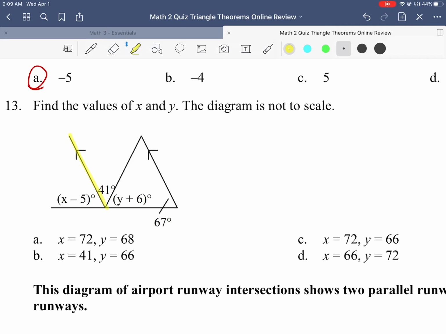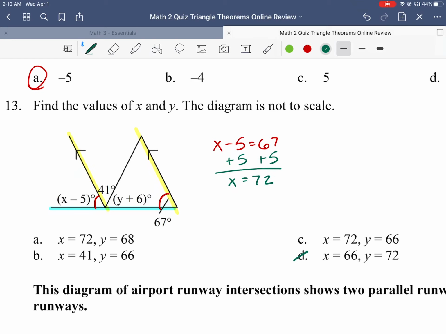All right, so notice that these two lines are parallel to each other. Here's my transversal. Okay, notice that this angle and this angle are in the same spot, which means they are congruent to each other. I want to solve for x. X equals 72. Okay, so this angle right here is 67.